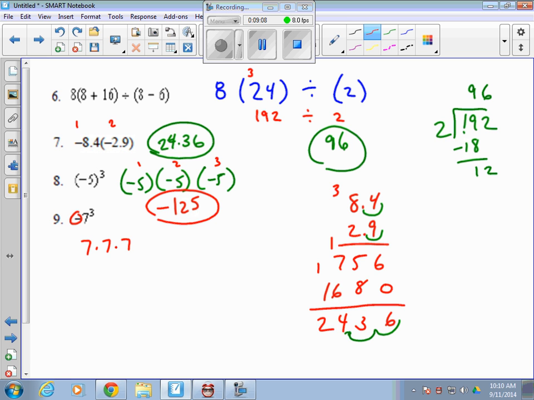So 7 times 7 we know is 49. And 49 times 7, we're going to get 63 there. 28 plus 6 is going to be 34. So we're going to get the number 343 from that, and then that negative is going to come down in the front and make it negative 343.